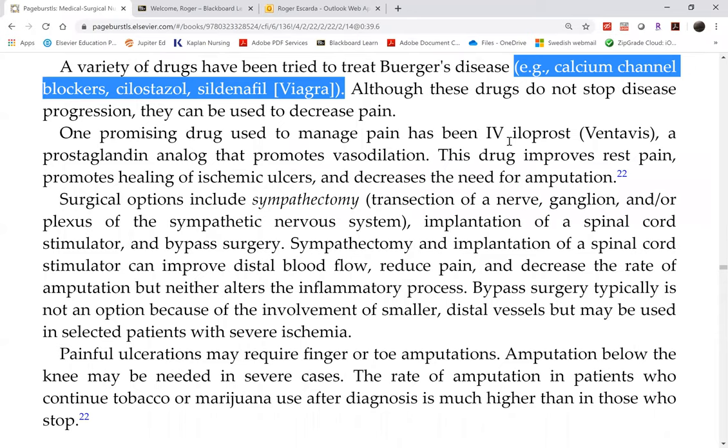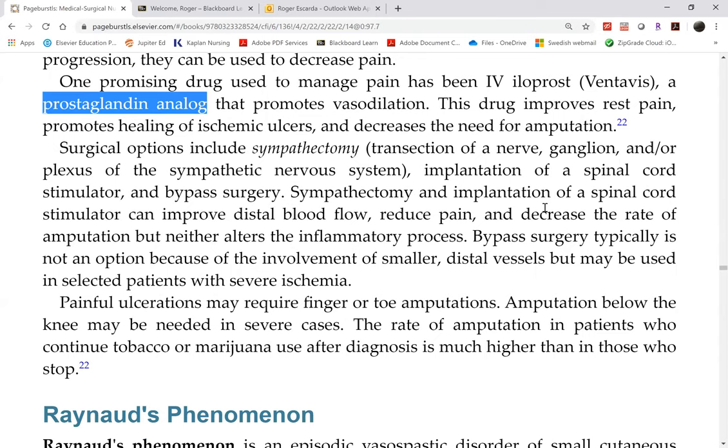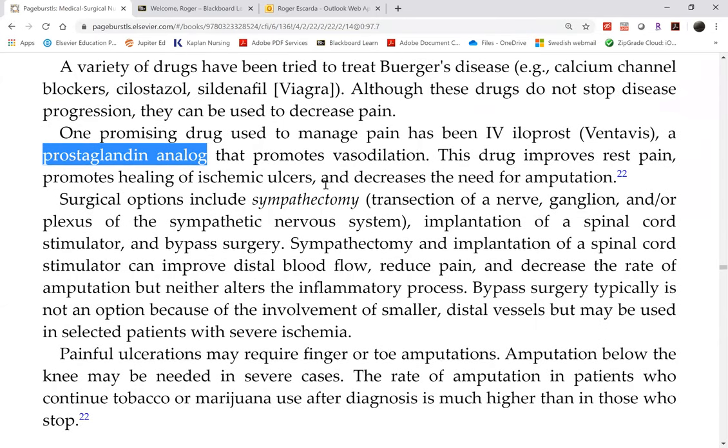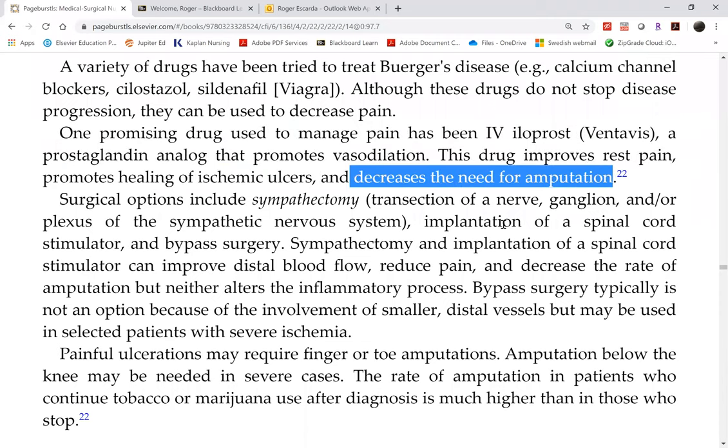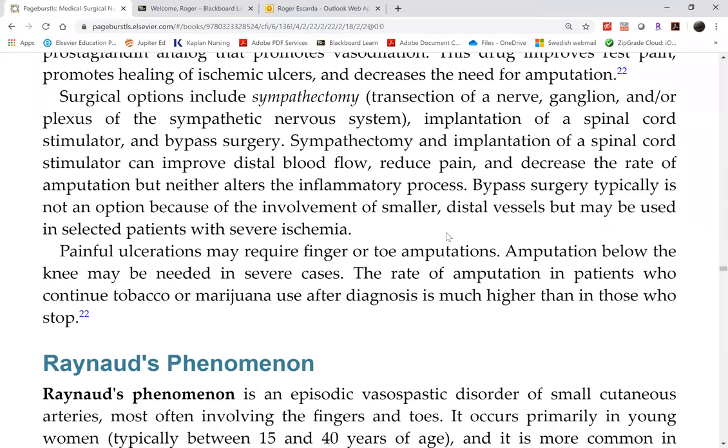And another drug here is IV iloprost. Okay, so that's another drug. I mentioned prostaglandin earlier. So it's a prostaglandin analog. So therefore it promotes vasodilation, whereas NSAIDs are prostaglandin antagonists. Okay. All right, so this will help with the pain and then decreases the need for amputation. And of course, if needed, these patients will lose limbs, fingers, hands, toes, feet, legs.